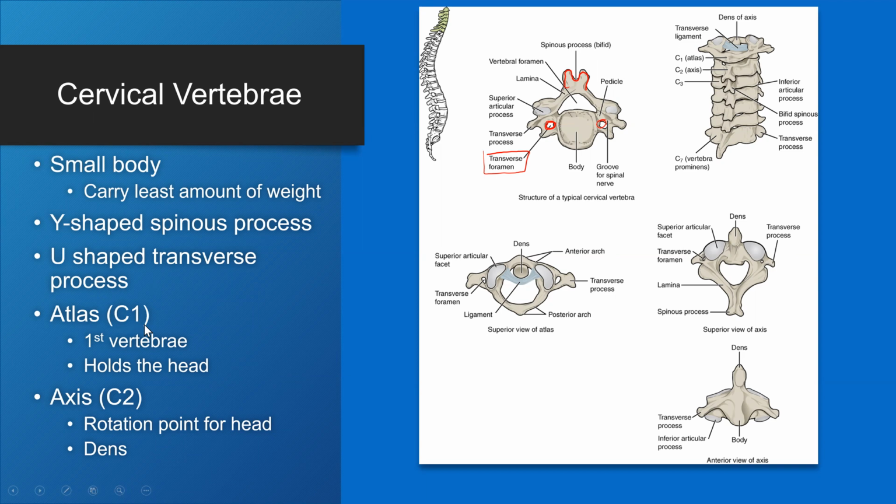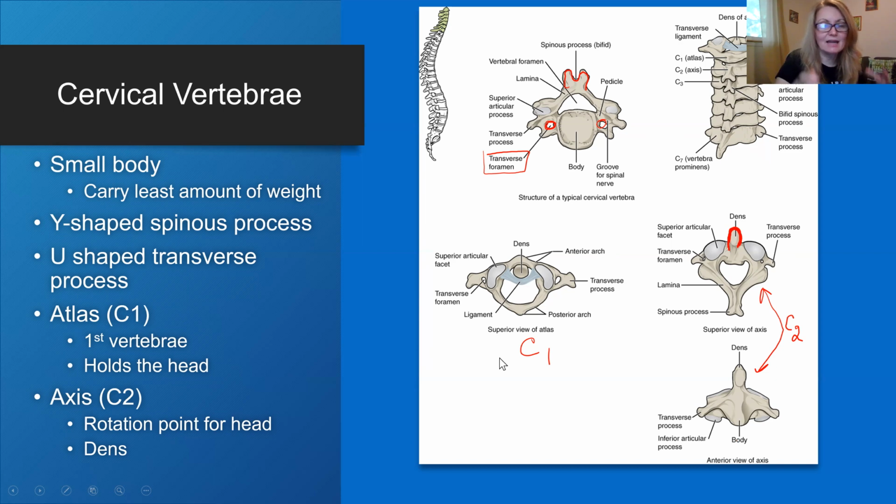Now C1 has a special name called atlas. It's the first vertebra and holds the head, and C2 has a special name, axis, and it's the rotation point for the head, and it has a structure here called the dens. Right, so this is C1, and this is both, only a different view. This is a superior view, this is an anterior view, this is C2. So atlas came from the name of the guy who was holding the world, right? And that's what they call atlas. And axis, because it's allowing you to move in different directions, different axes.